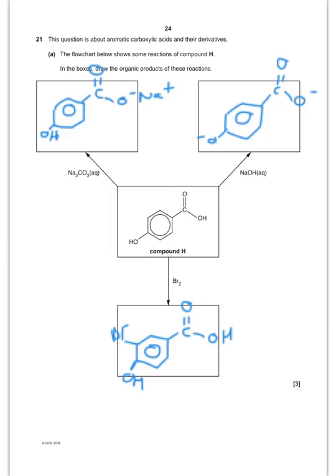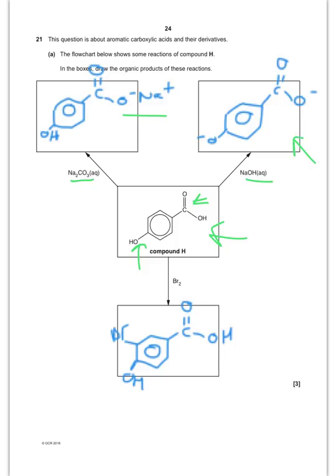Right, so more synthetic routes. So I'm starting with this compound here. So let's have a look. I've got a phenol group there, and I've got a carboxylic acid there. So first of all, I'm adding sodium carbonate. That won't touch the phenol group, but it will react with your carboxylic acid. Sodium hydroxide will deprotonate both, as I've shown up there.